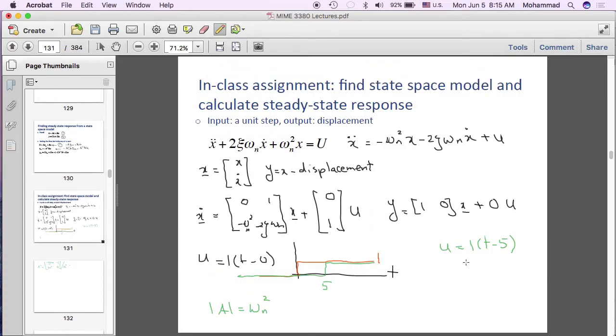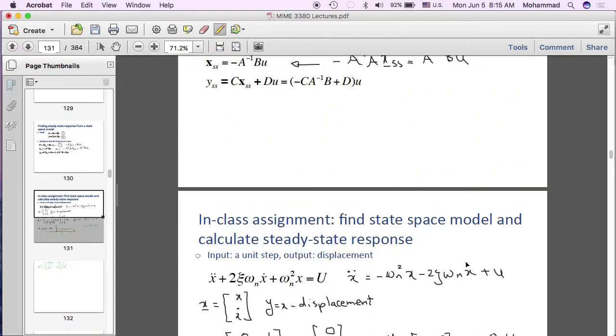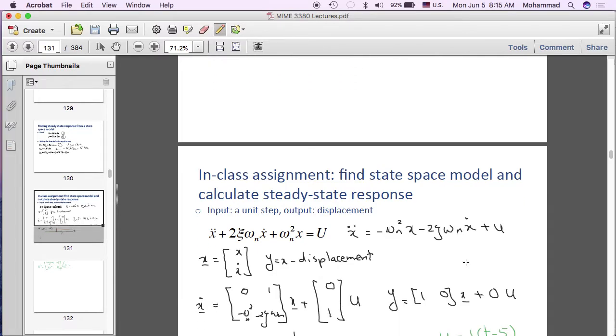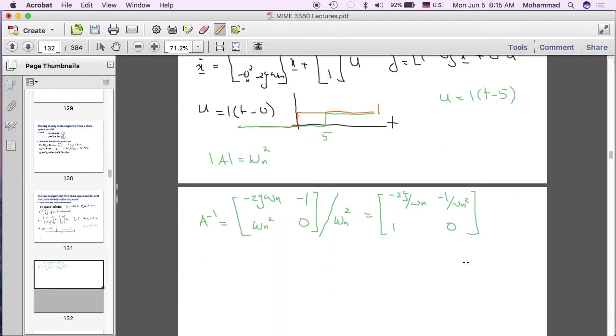Going back to the formula, what do I need to do? I need to pre-multiply this by C and post-multiply it by D. So pre-multiplied by C means, let's go ahead and find and multiply C by A inverse. C was 1, 0. And I'm not going to repeat A inverse. It's right here. So let's go ahead.